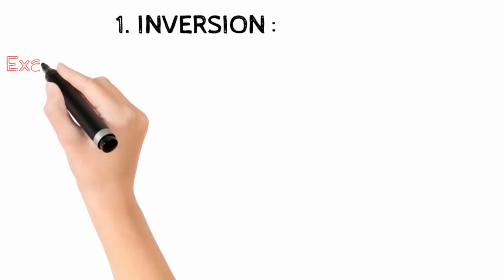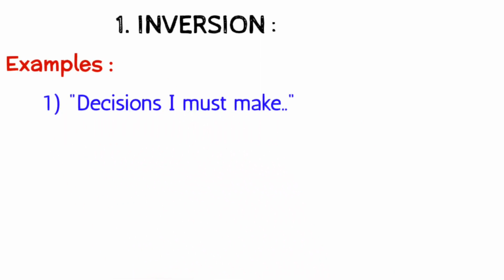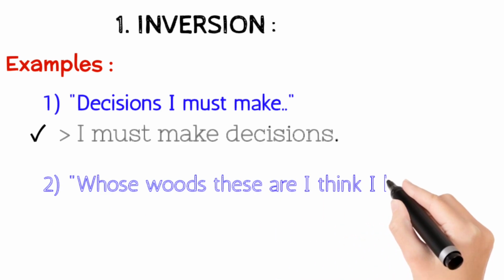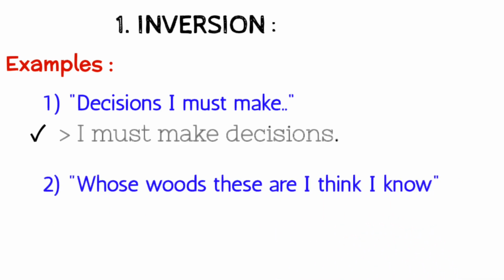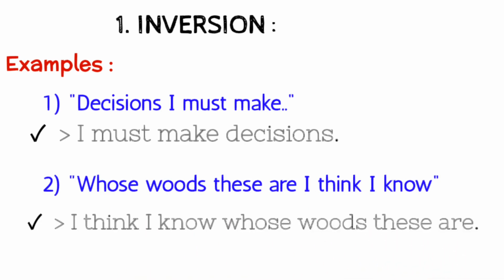Number 1. Inversion. To understand inversion in a better manner, let's see examples. Example 1. Decisions I must make. In this example, according to the general structure of a sentence in English, the word order should be I must make decisions. Let's see one more example. Example 2. Whose words these are, I think, I know. Here actually the word order should be I think, I know whose words these are.